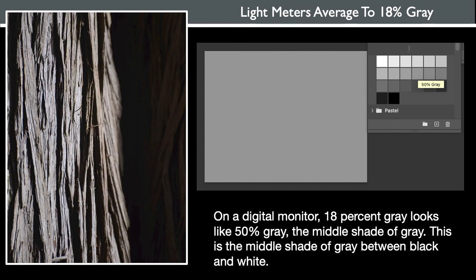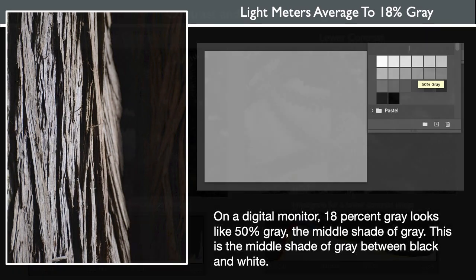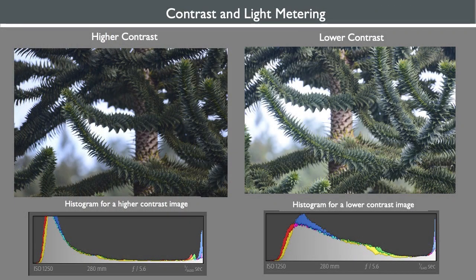On a digital monitor, 18% gray looks like 50% gray, which is the middle shade of gray between black and white. High contrast occurs when the difference between darkest and lightest portions of an image are more extreme, when the shadows are very dark and highlights are very bright. A low contrast image has a tonal range with more gray tones and light shadows and dim highlights. Images with extremely low contrast are considered flat.